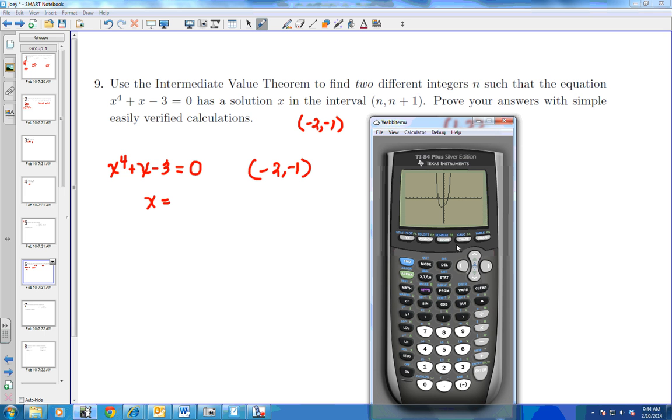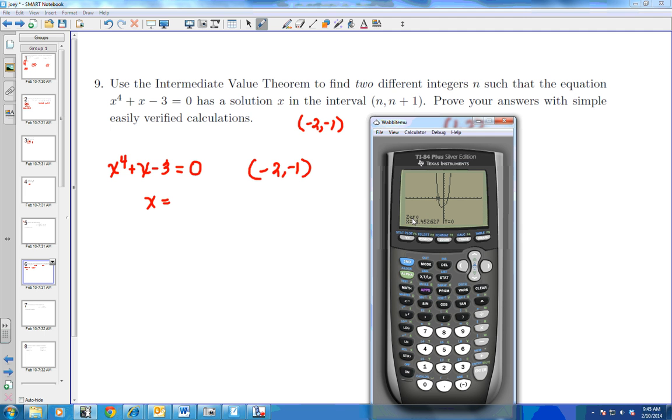So I'm going to find this point right here. It's going to be second trace. I want to know where it crosses the x-axis, so it's going to be number 2. Then it's going to ask you to type in a number to the left of where it crosses, so I'm going to type in -3. Then it says to type in a number to the right of where it crosses, so I'm going to type in 0. And then guess where it crosses. I'm going to guess that it crosses at -1.5.